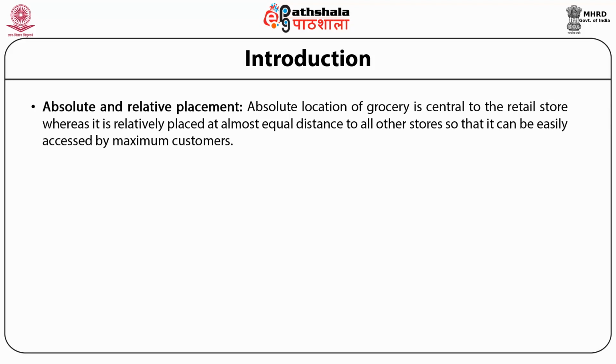The absolute location of grocery is central to the retail store, whereas it is relatively placed at almost equal distance to all other stores, so it can be easily accessed by maximum customers. It was found in this design that vegetarian customers have objections to the layout design, as the vegetable store was placed adjacent to the meat product store. So the relative placement of the vegetable store was not appropriate.